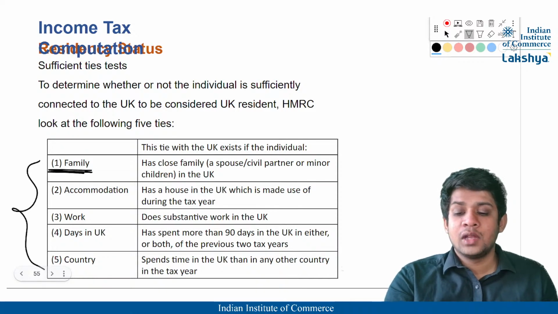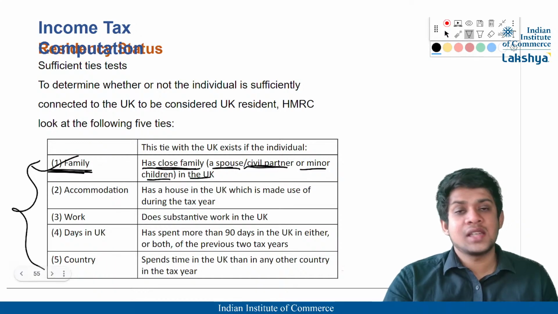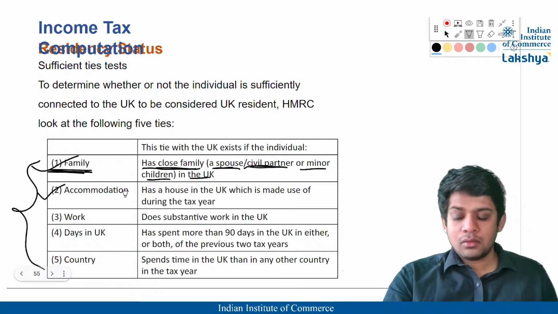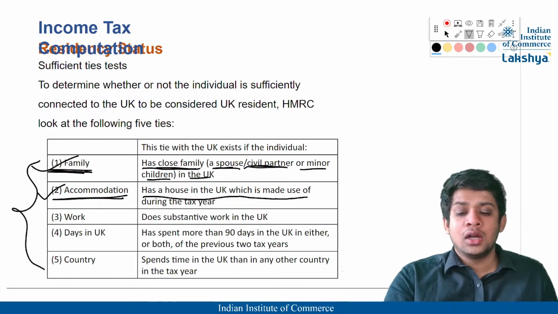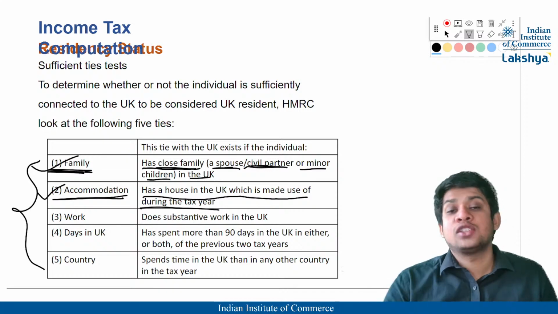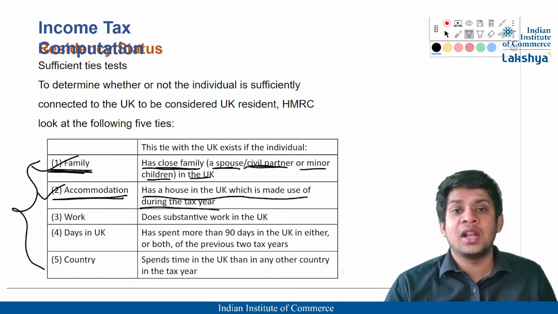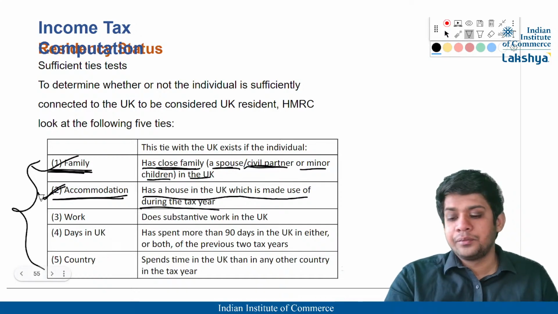First one is family. He has close family, that is either a wife or spouse, a husband, civil partner, or minor children, in the UK. That means if he has family in the UK, then this tie is met. Accommodation. He has a house in the UK, which is made use of during the tax year. He has to make use of it during the tax year, even for one day. Okay. So then the accommodation tie will be met.